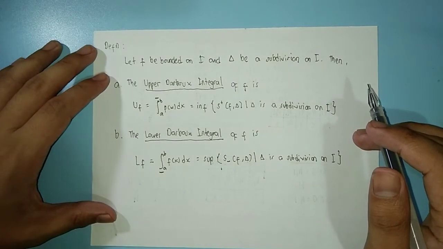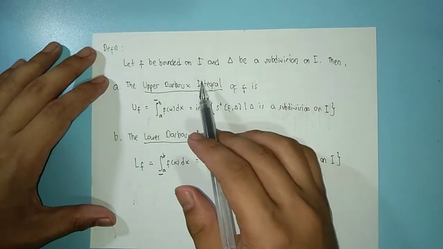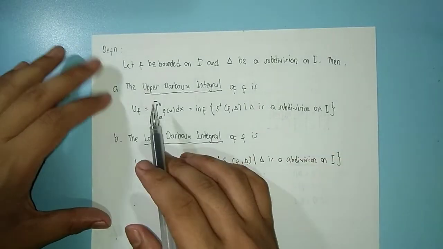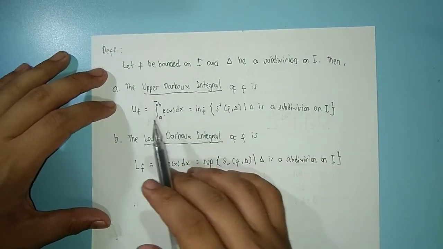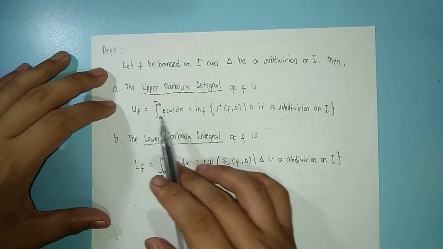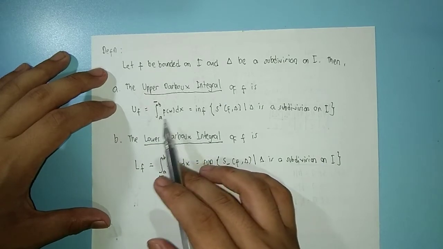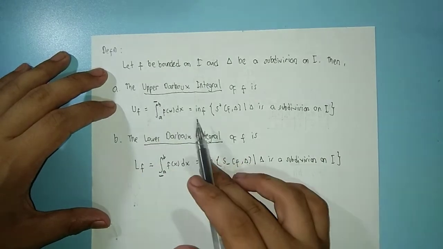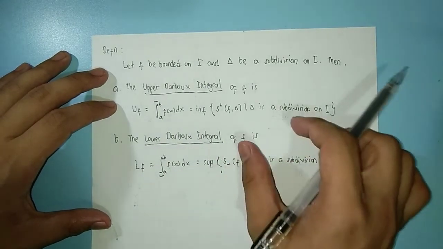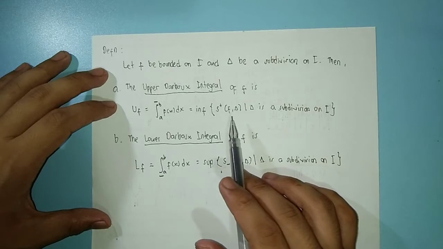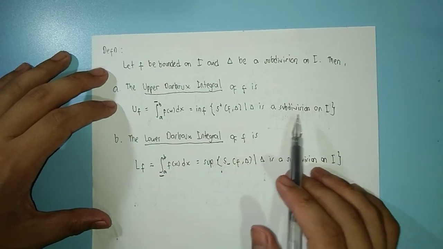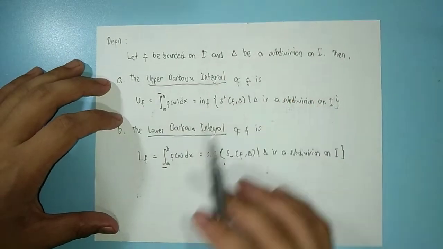For the definition of Darboux integral, let f be bounded on I and delta be a subdivision on I. Then, the upper Darboux integral of f is U sub f equals the upper Darboux integral of f from a to b. Take note ng overline. Equals infimum of the set containing the upper Darboux sum of f with respect to delta such that delta is a subdivision on I.